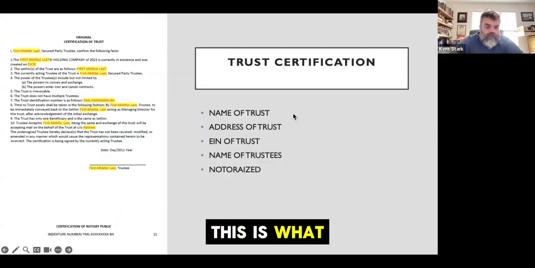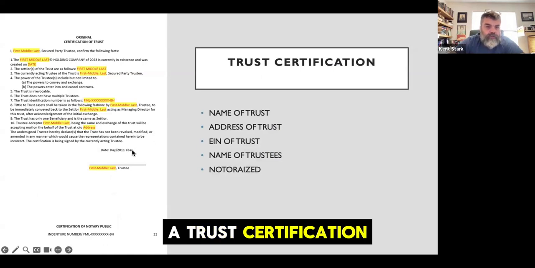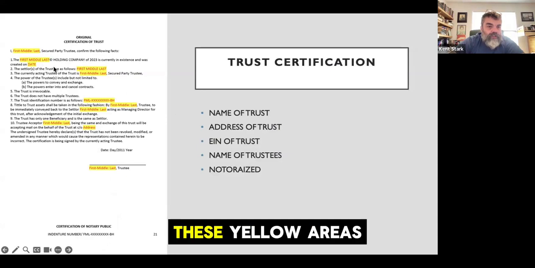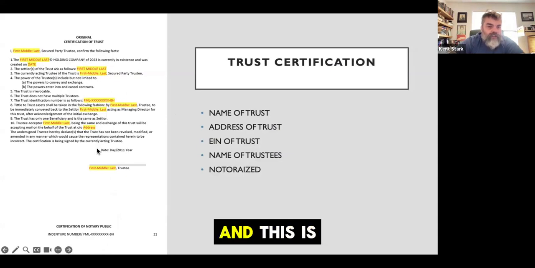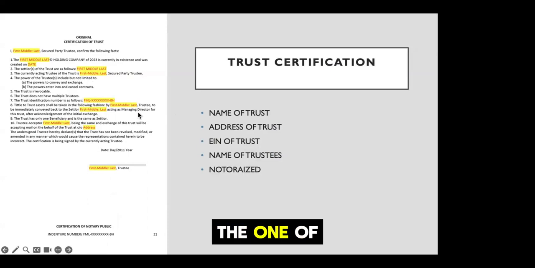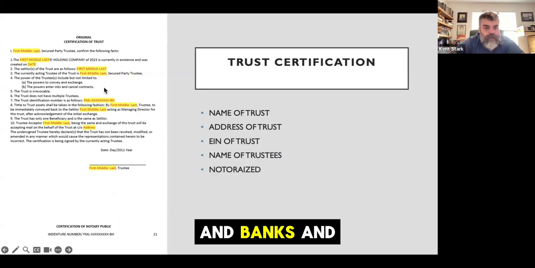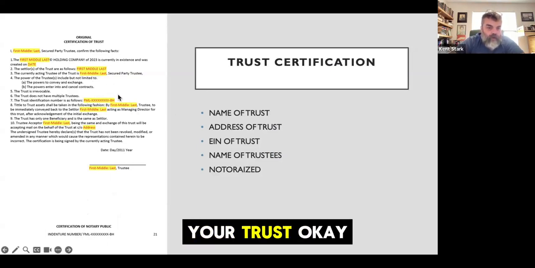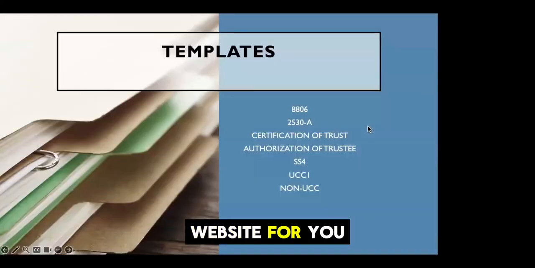This is what a trust certification looks like. It is on the website, and you just basically fill in these yellow areas, okay, after you put your trust together. And this is one of the things that you use, okay, to let bank accounts and banks and IRS and whoever know what's going on with your trust, okay? So you show people the certification of trust, you don't show them the trust. Okay, so that's that, and that's on the website for you.